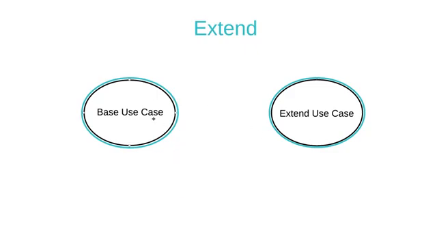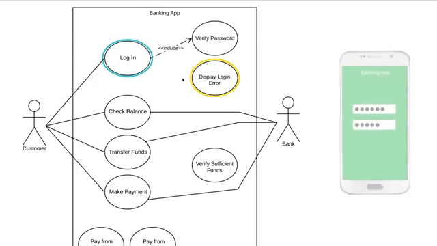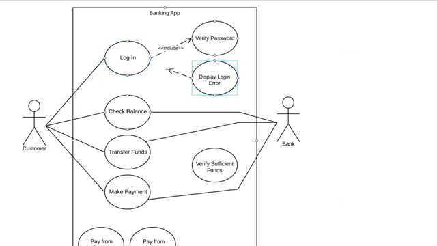case. When you have an extend relationship, you draw a dashed line with an arrow that points towards the base use case. In our example, login is a base use case, and display login error is an extended use case. Our banking app won't display a login error message every time a customer logs in. This will only happen once in a while when a customer accidentally enters an incorrect password. Since this is an extend relationship, we draw a dashed line with an arrow that points to the base use case and write extend between double chevrons.